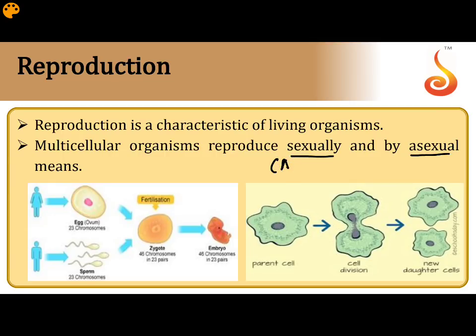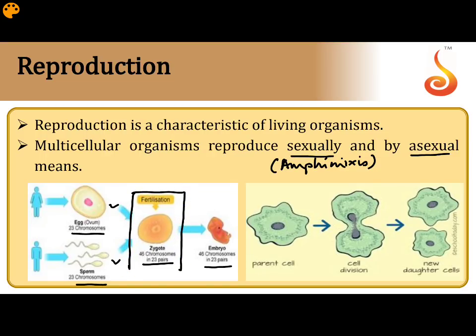Sexual reproduction is also called amphimixis. Amphimixis means two gametes, one being a female gamete, the other being a male gamete, fuse together to form a zygote, which grows into an embryo and further into an individual. So, in sexual reproduction, fusion of gametes and forming a zygote is the most important step.